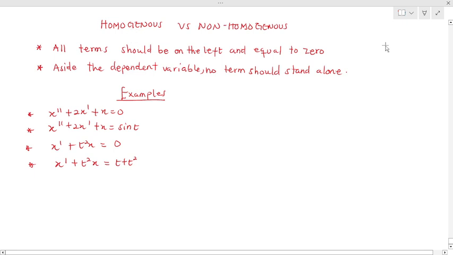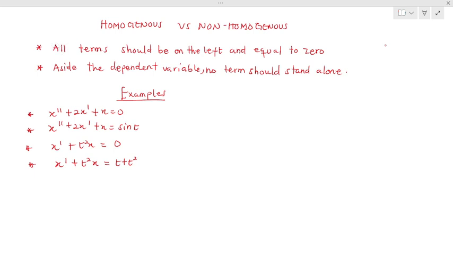In this lesson, I'll show you the difference between homogeneous and non-homogeneous differential equations. I have some conditions here to show you clearly when an equation is said to be a homogeneous differential equation or not. Let's quickly go straight to that.